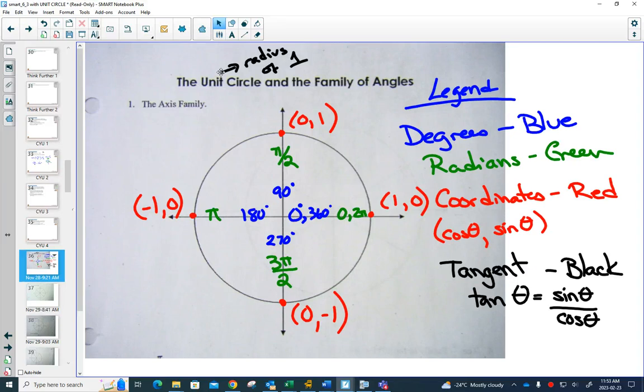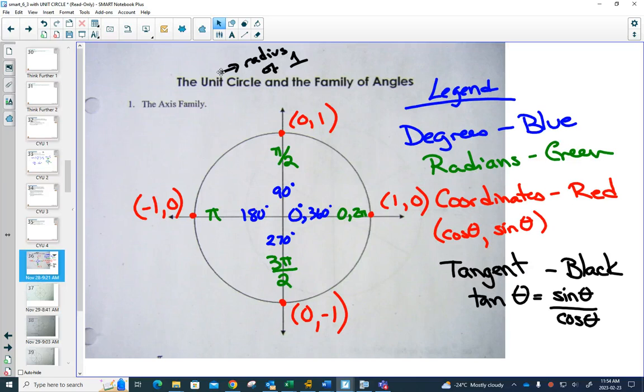Perfect. Okay. Now I do that activity because at the beginning people are a little bit shaky on what it means. But after you randomly get picked a couple times, you have to pay attention, and it's pretty easy, right? Cos of 90 degrees, you go to 90 degrees, cos is your x-coordinate, it's 0. And now you can do all of these without your calculator.